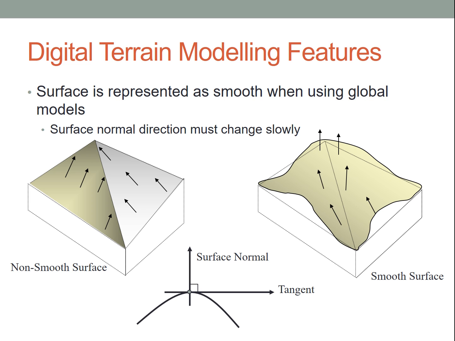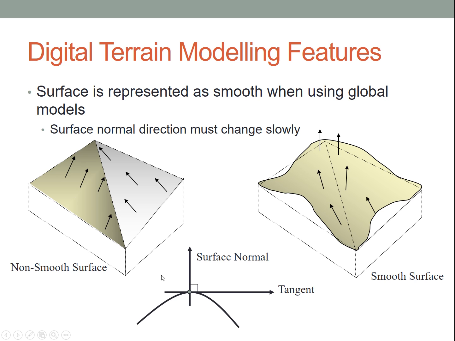So our surface is represented as smooth or discrete, right? Not smooth or smooth. So we can have flat edges like this. This is a TIN, right? We've got our triangles, and the surface normal changes rapidly. It hits that edge and then the plane completely changes. So then my surface normals, which a surface normal is the direction of the slope.